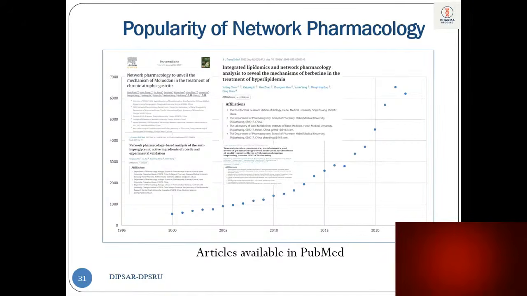What I am saying in this slide is the popularity of network pharmacology. Just search in PubMed for network pharmacology. You will find a lot of scientific papers, and every year their number is increasing significantly. If you look a little more, you will find that most of the papers are published by Chinese researchers, and they are using network pharmacological techniques to generate scientific evidence for their traditional Chinese medicines, TCM.